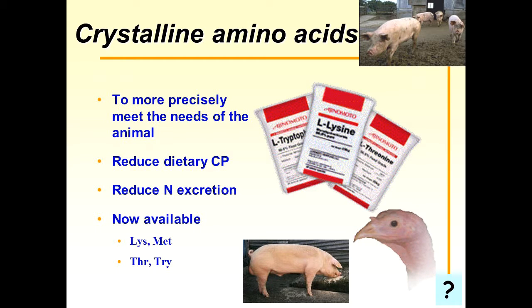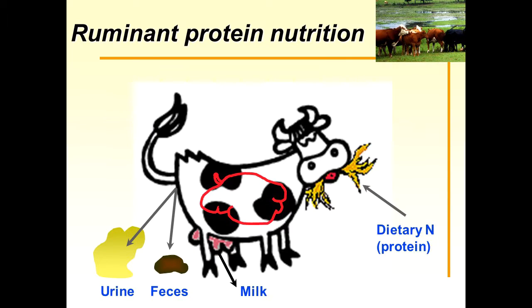The better way to solve this problem is to add just tiny little bits of the specific amino acids that we know they're going to run out of first. So we add crystalline amino acids to more precisely meet the needs of the animal. So we can add just that little bit of methionine, just that little bit of lysine that is needed in order to match up with all the other amino acids in our basal diet. So we can feed less total protein and add just these little bits of crystalline amino acids and reduce nitrogen excretion. So the concept of crystalline amino acids is well established and well adopted in the hog and poultry industries.